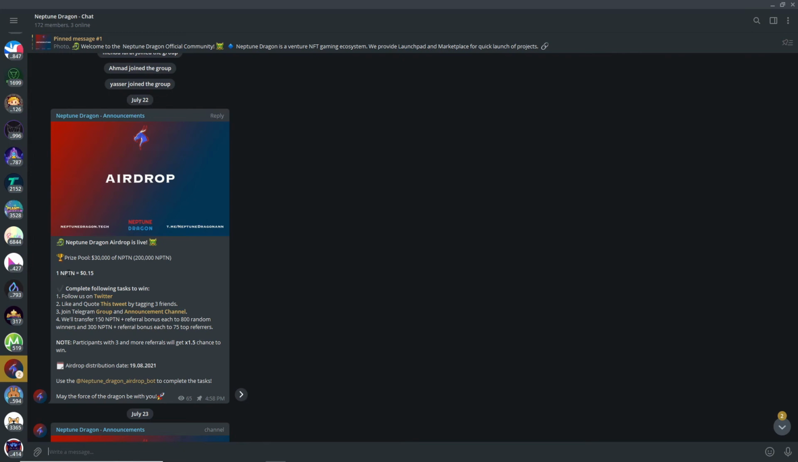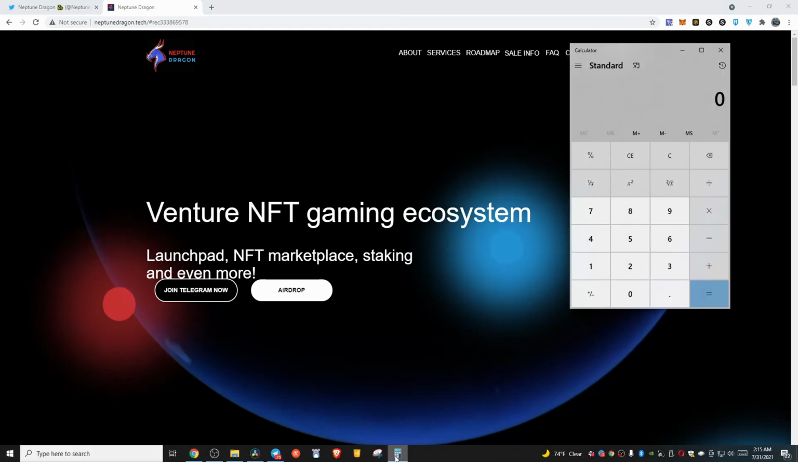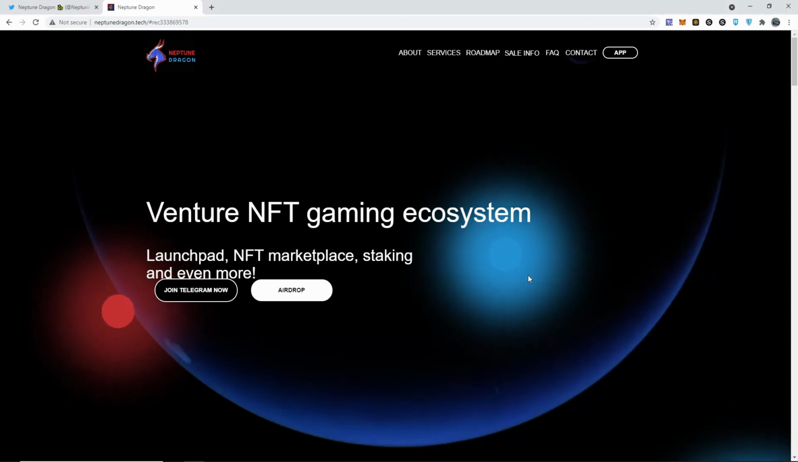So one NPTN is 15 cents. This airdrop is going to be giving you, I think if I remember correctly, about 150 of their coins. To everybody that does this, it's free. I don't see why not. They're 15 cents each. So if you do the task and once they airdrop it to us, at the current open price, it's going to be $22 for free. And of course, if the price continues to go up, that's just more free money for us.